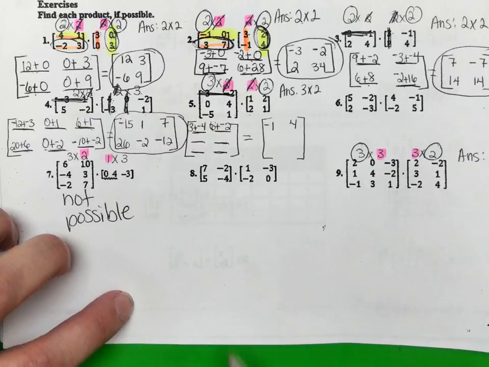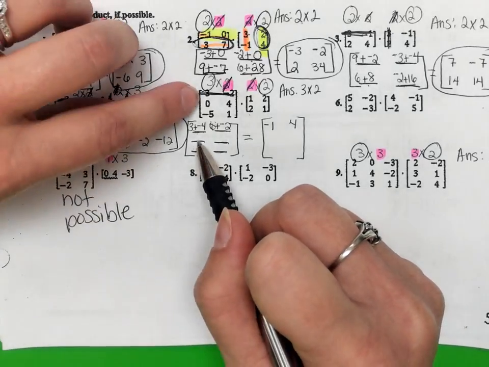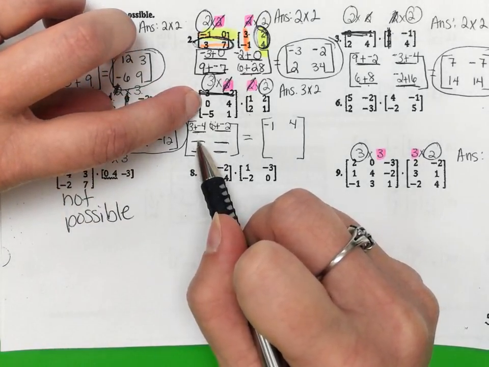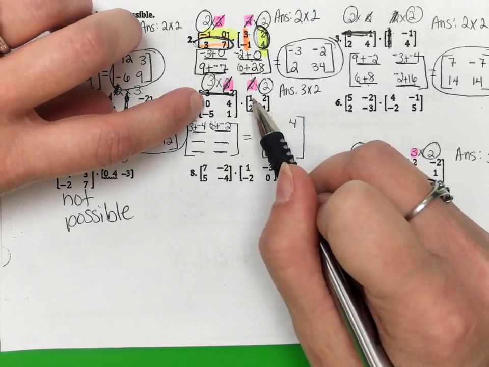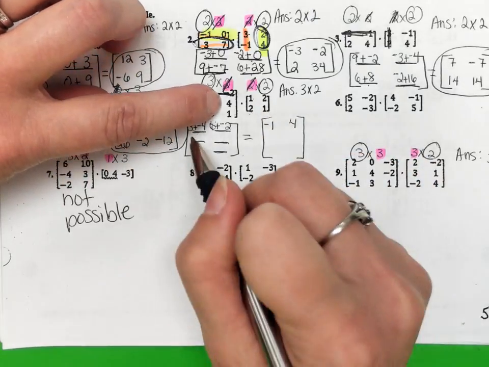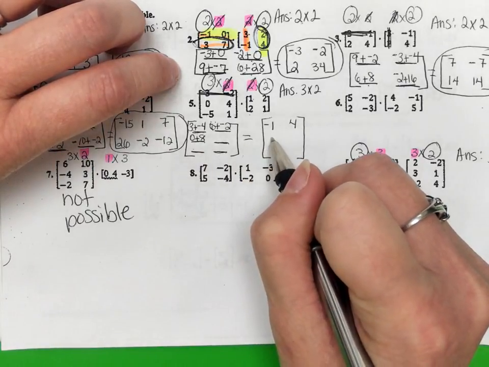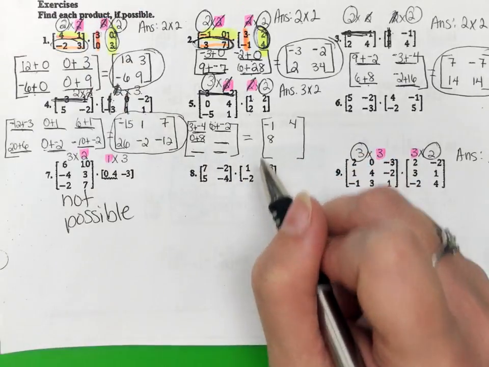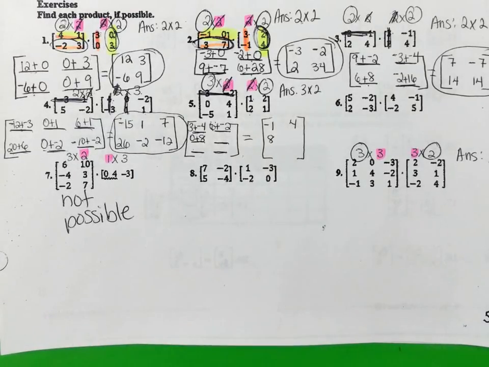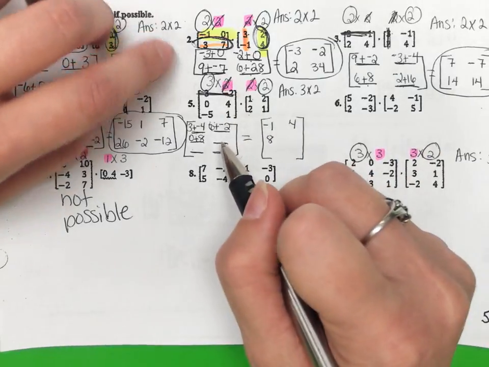All right, this one we're going to do the second row. So we're going to do 0, 4, and we're going to do the first column. So 0 times 1 is 0. 4 times 2 is 8. Not 4 squared, it's 4 times 2. All right, now we're going to do the second column.